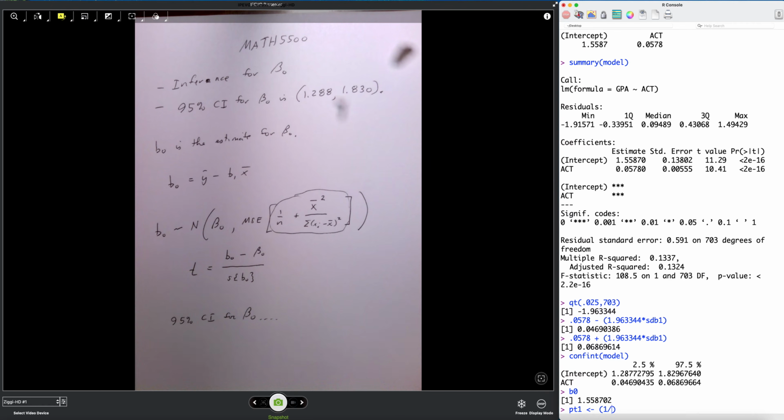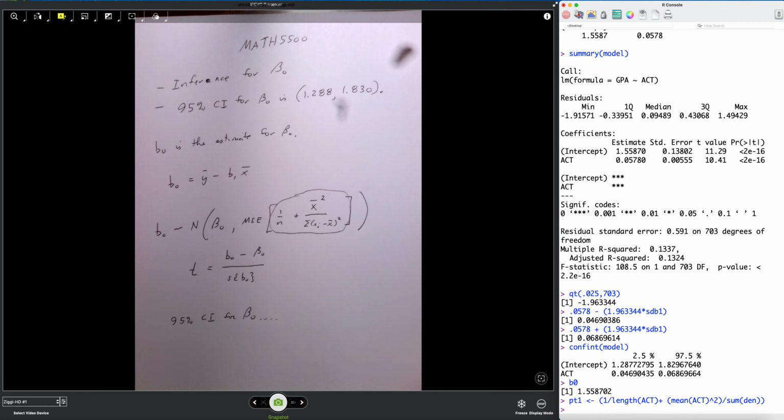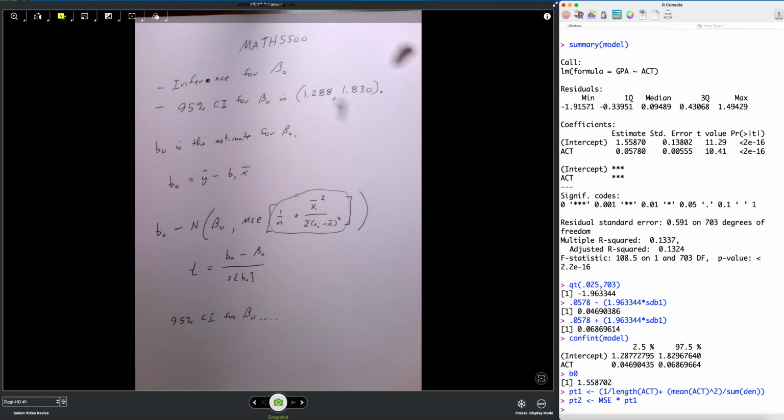So 1 divided by the length of ACT plus the mean of ACT quantity squared, I need to divide that by the sum of the denominator. Part 2. Feel goofy calling it that. The mean square error times the part 1. So I need to take the square root of part 2. And this will be the SD for beta 0.